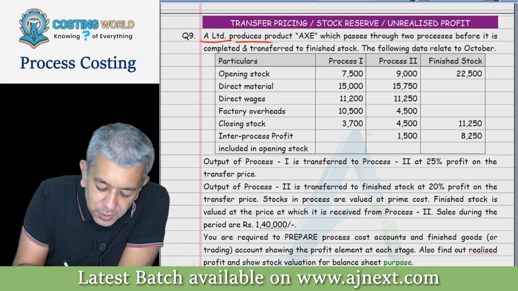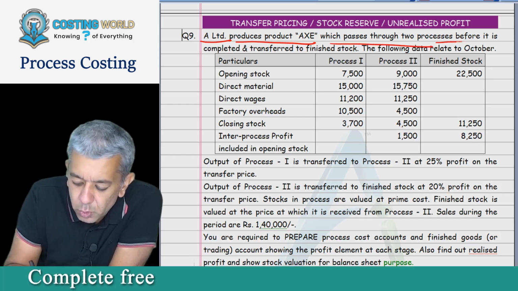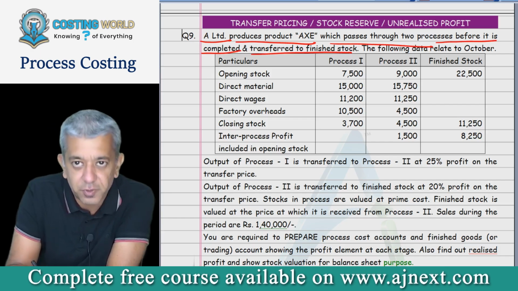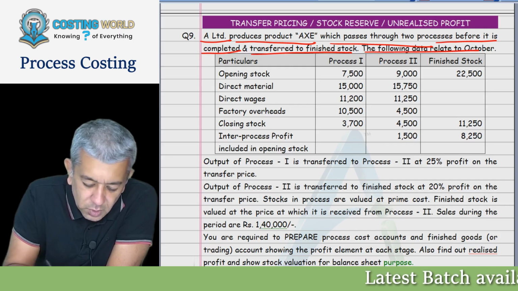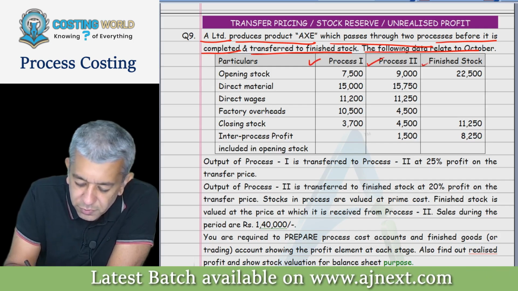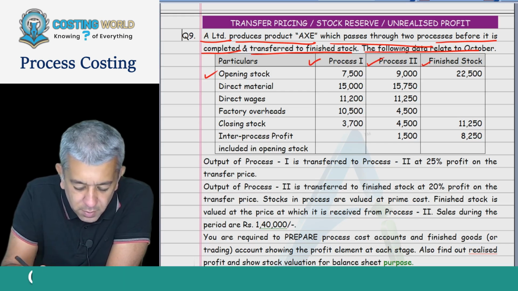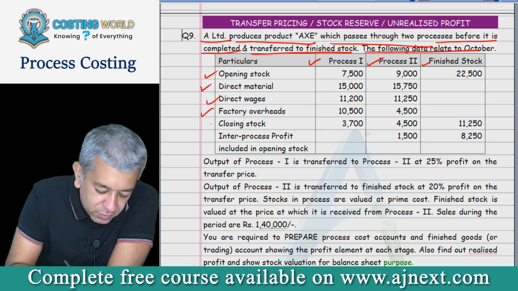A Limited produces product X, which passes through 2 processes before it is completed and transferred to finished stock. The following data relates to October. Process 1, process 2, finished stock. We have opening stock, direct materials, direct labor, factory overheads, closing stock.